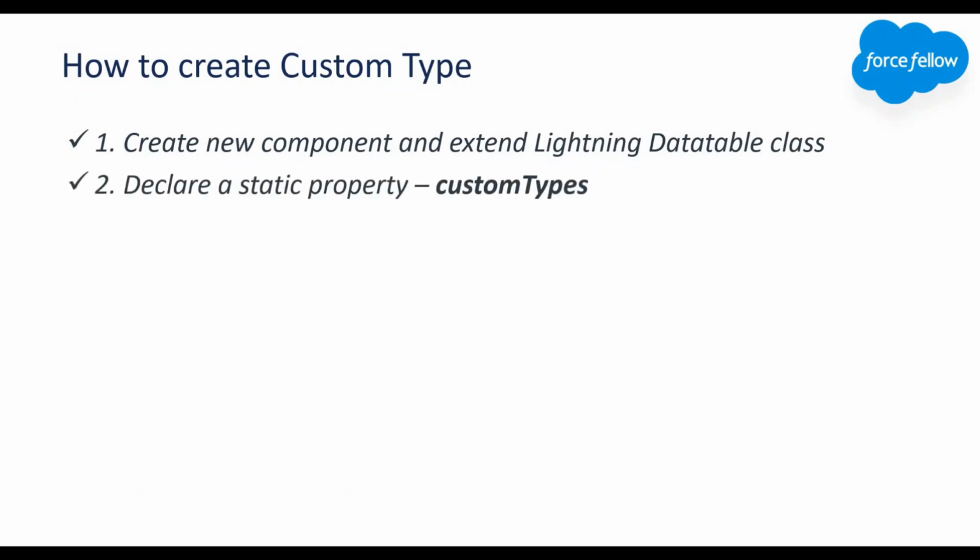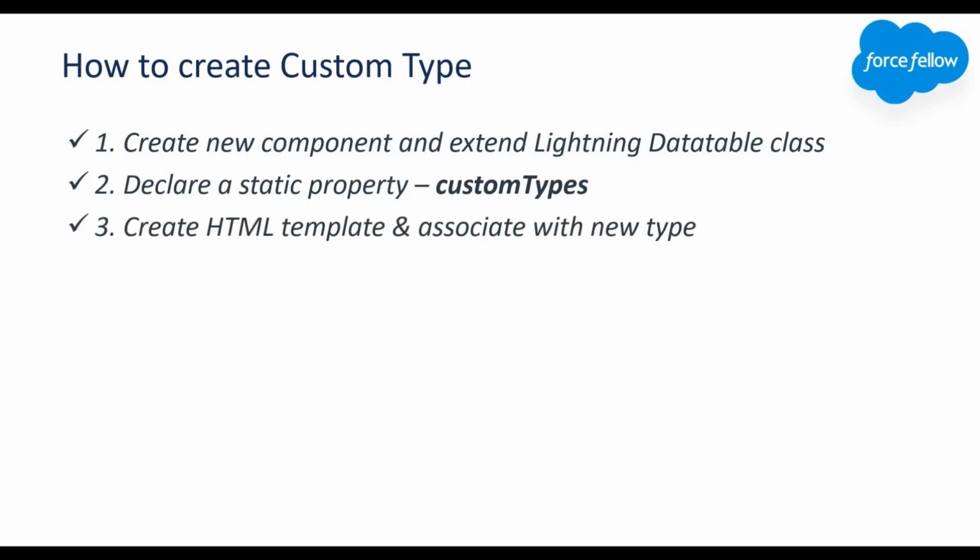Then we need to declare a static property, customTypes. And finally, we need to create an HTML template in the same folder and associate it with the new type. Okay, so these are the steps we need to follow to create a new custom type. Maybe you are not getting these steps clearly now, but it's fine, because once we implement these steps practically, then you will get them clearly.